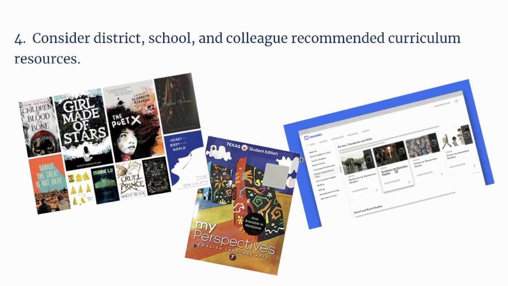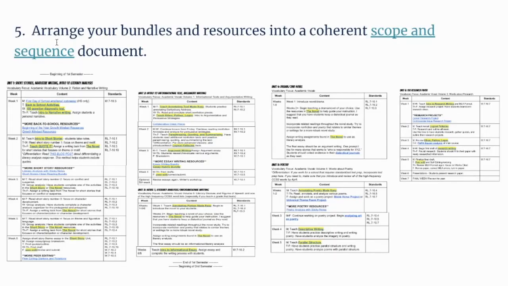With these resources, we are ready to arrange our bundles and resources into a coherent scope and sequence document. This document can help us outline and decide on the pacing of different units, such as this unit, this one, and this one, as well as provide a weekly overview of what knowledge, skills, assessments, topics, and learning activities will be covered. Though this document is not set in stone, it helps ensure that throughout the semester or school year, our students are able to work to develop all of the essential knowledge and skills that need to be covered.